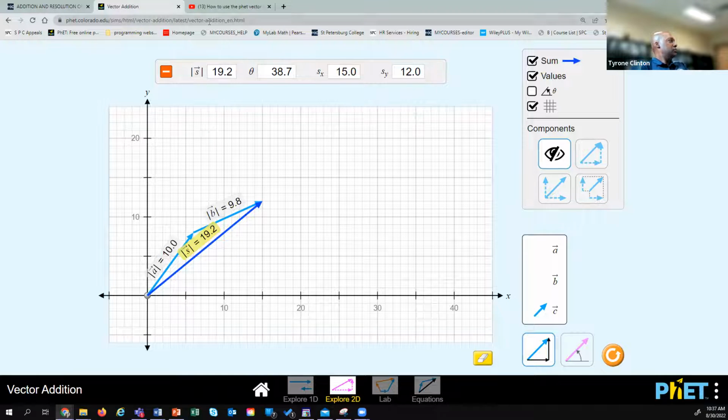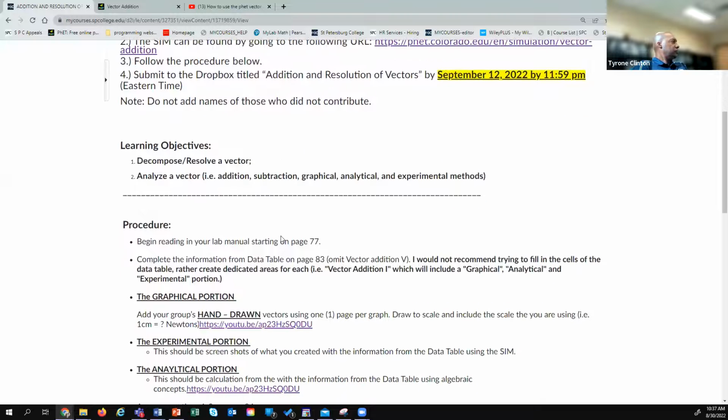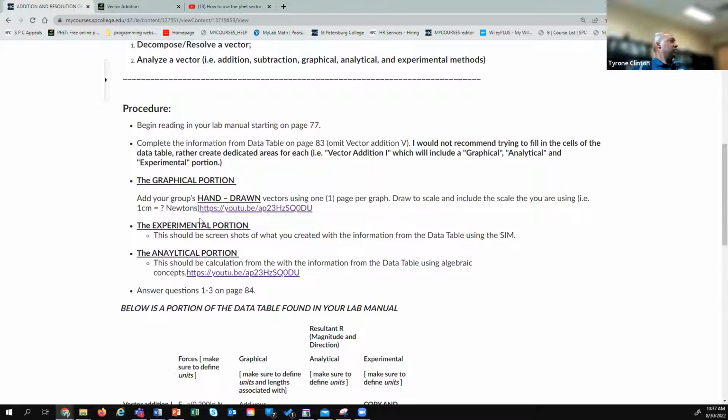All right, so let me go out here a little bit. There are three parts of this that you're going to need to work on with your group. The first part, and you can do it in any order you want, is the graphical portion, where you hand draw your graph. In this YouTube video here, I walk you through how to do it. It's kind of raw footage that I did in one of my bedrooms.